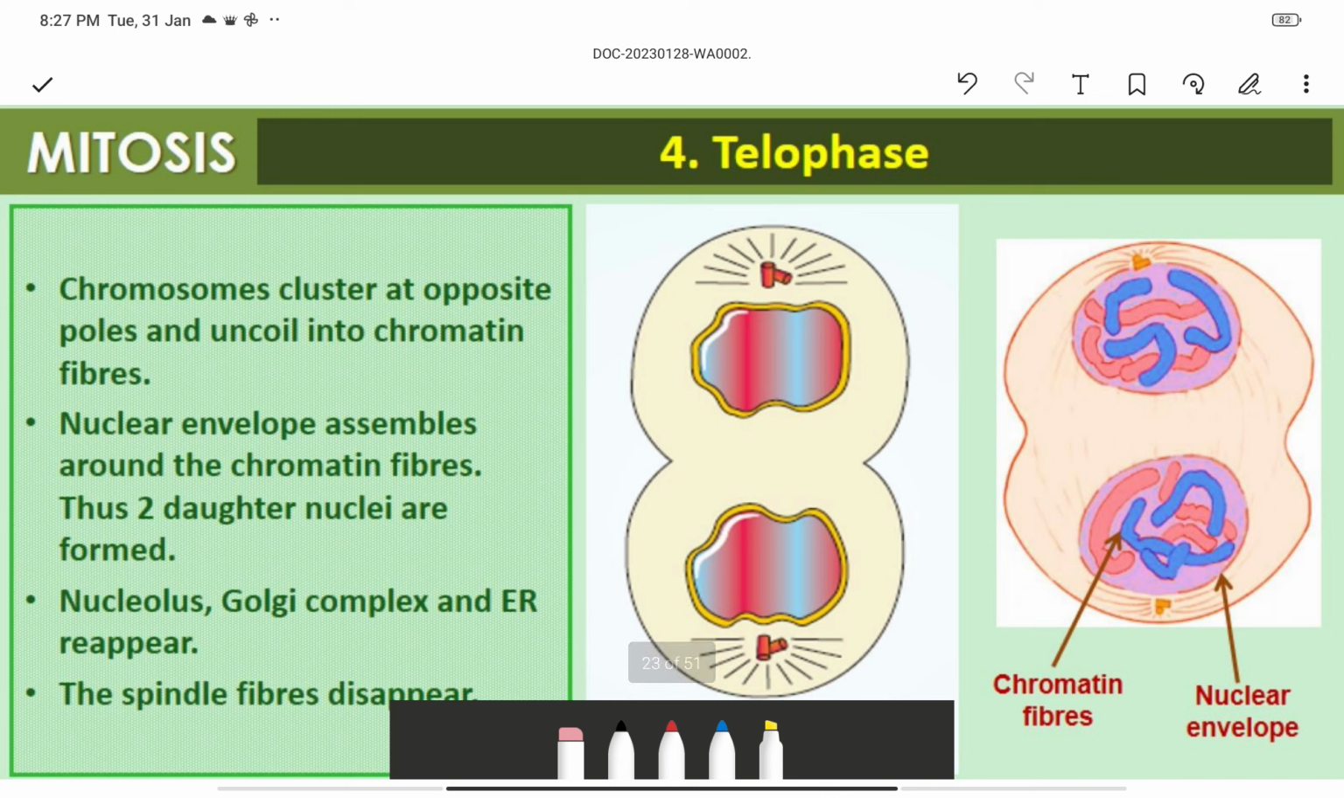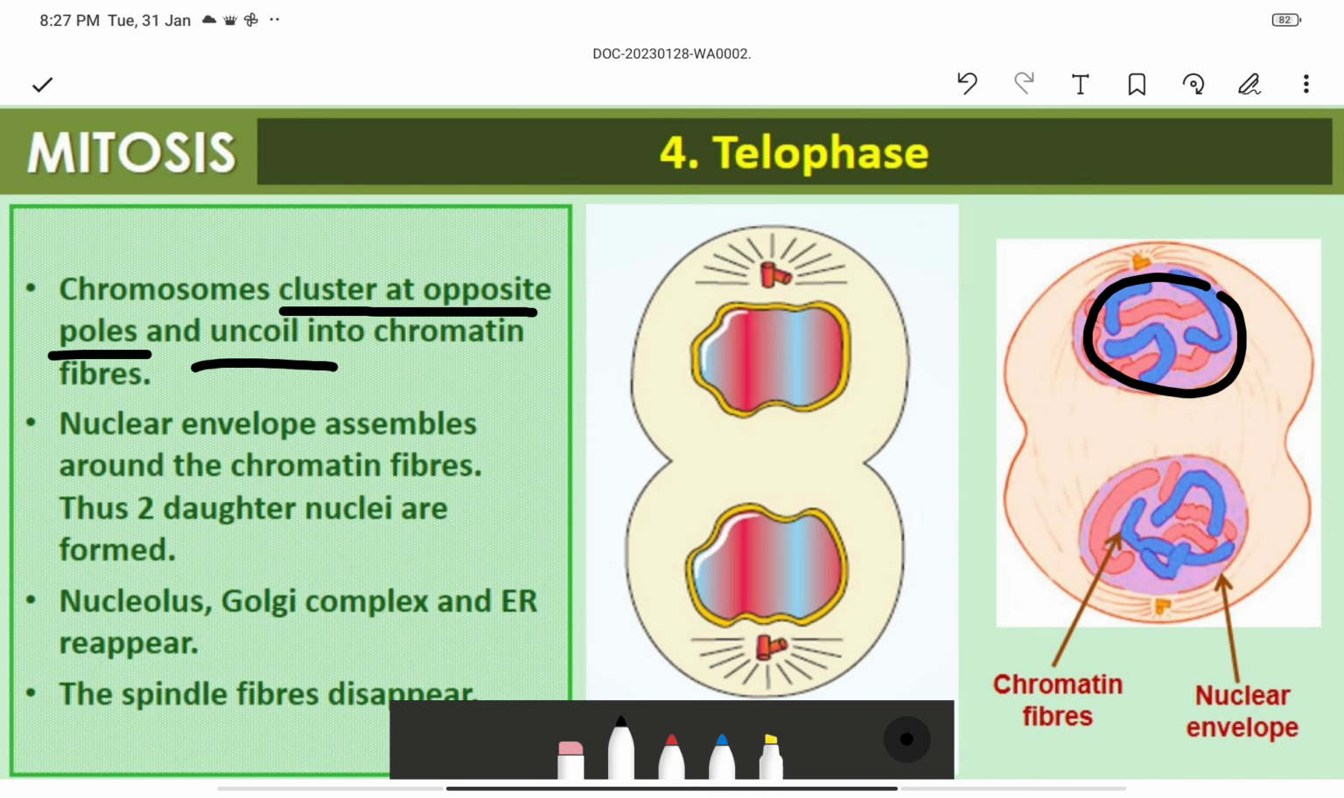In the telophase, what are the main changes that take place? Chromosomes cluster at opposite poles. See, these chromosomes are at the opposite poles. They will form a cluster and uncoil. In the prophase they coiled. Now in telophase they are uncoiled into chromatin fibers, which is how they were in the very early stage. It has chromatin fibers.